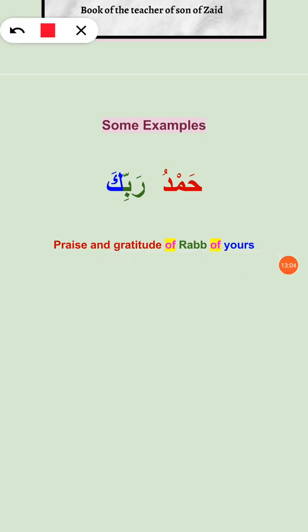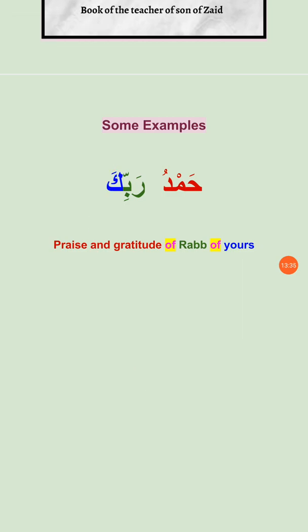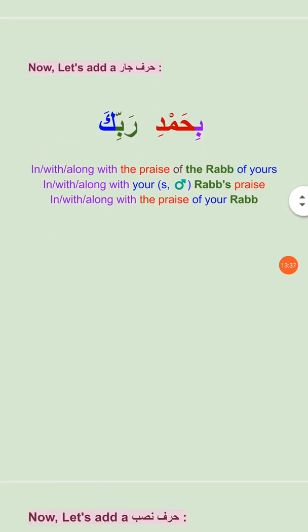Okay, Hamdu Rabbika, praise and gratitude of Rabb of yours, or of your Rabb. And what does this yours mean here? This is singular, and it is of course masculine. Okay, if it were feminine, it would have been Rabbiki. If it were Jama, then it would have been Rabbikum. Okay, so you should know your pronouns really well.